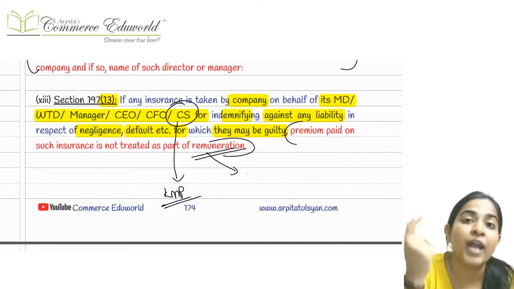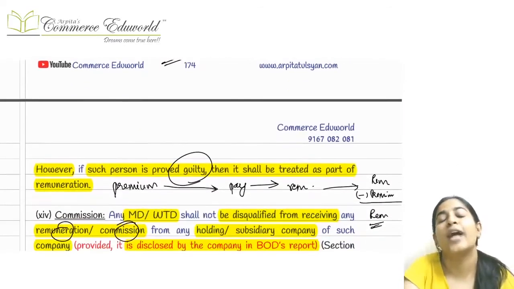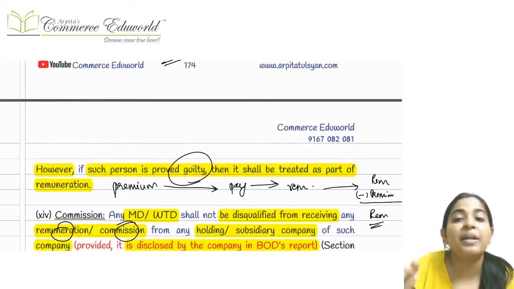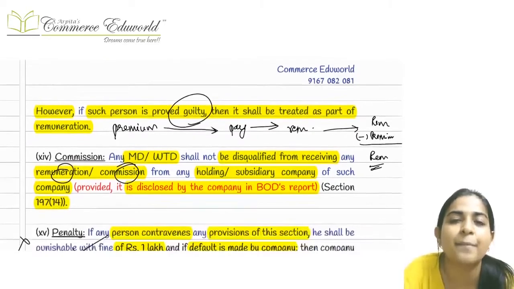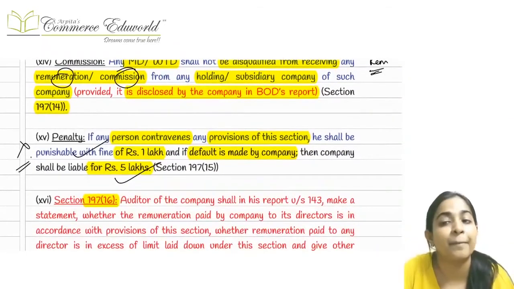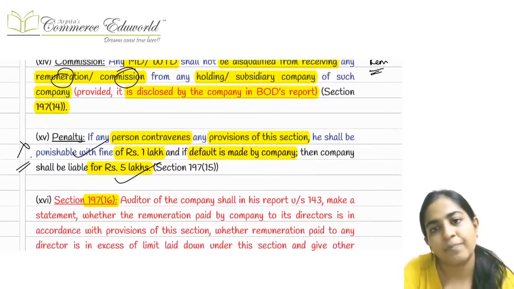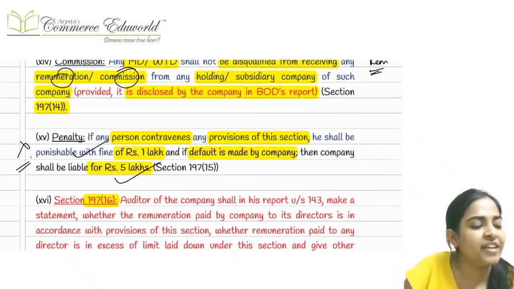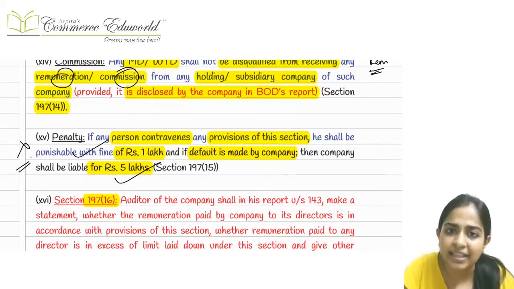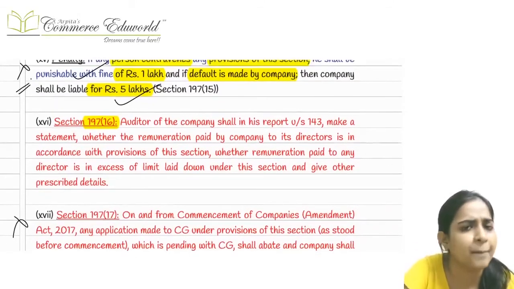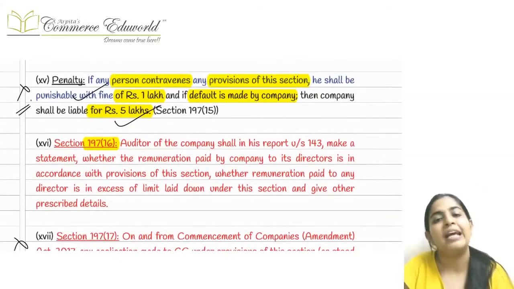But as soon as the person is held guilty, from that particular time period, the premium will form part of remuneration. Means the premium will no more be the cost of the company, but it will be recovered from the remuneration. If this managerial personnel is a director, etc., in some other company also, then he can receive remuneration from the other company also. There is no restriction in that.